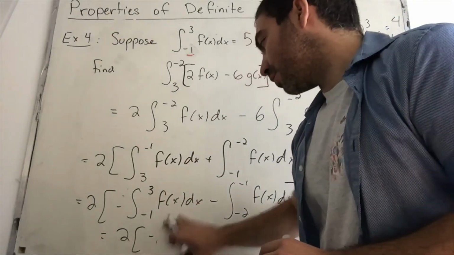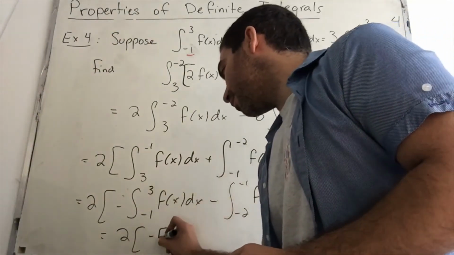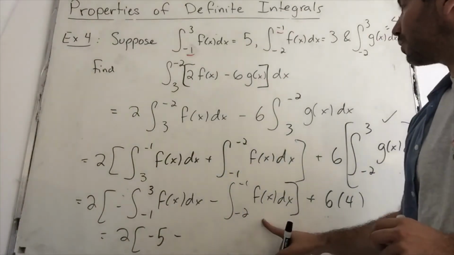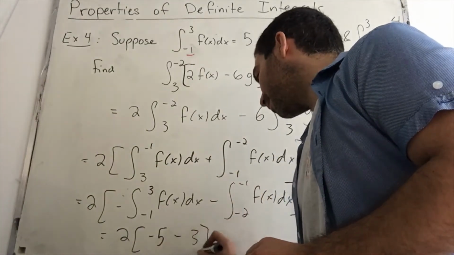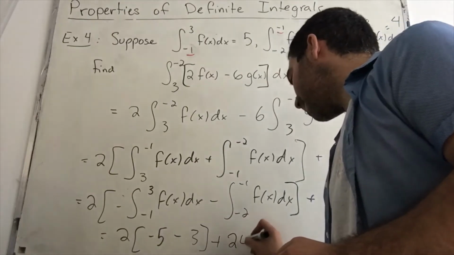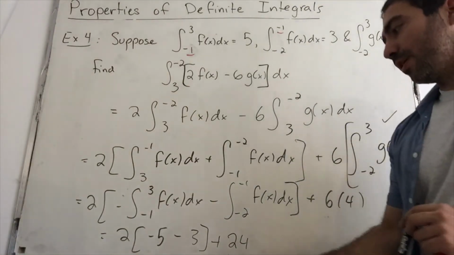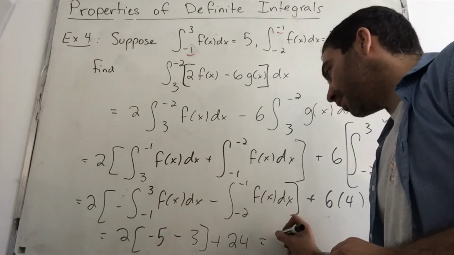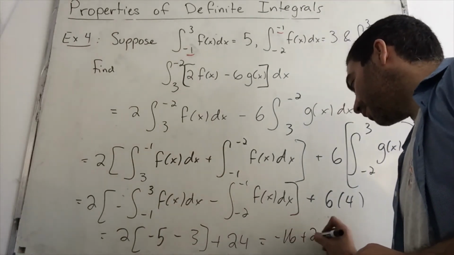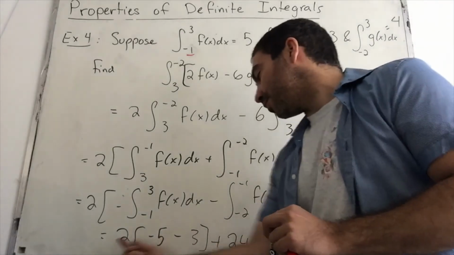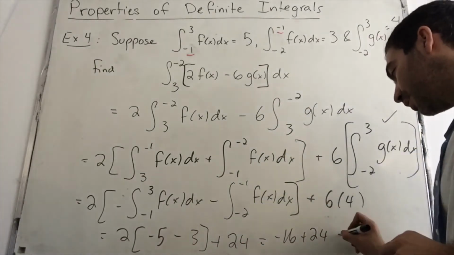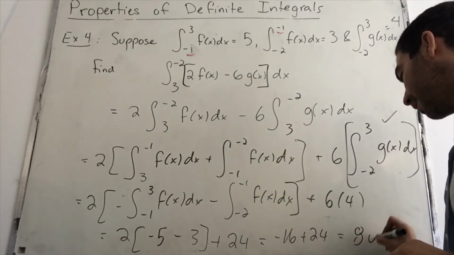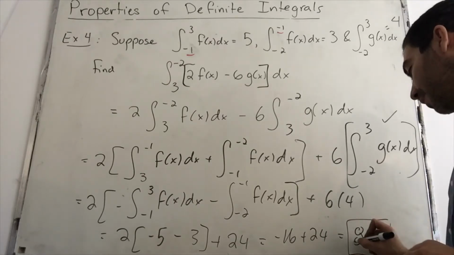Okay, we have 20 brackets. We have -5 minus, here this is equal to 3. 6 times 4 is 24. -5 minus 8 is minus 3 is -8, giving us -16 plus 24. So minus 8 times 2 is -16 plus 24, giving us a value of positive 8 units. And that's the final answer.